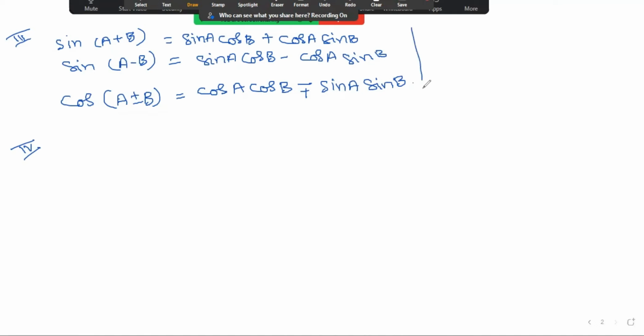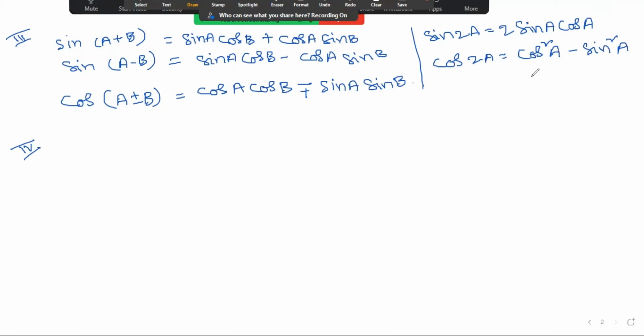In the same way, if we replace B with A, we will get sin 2A, that is 2 sin A cos A. Then for cos 2A, it is equal to cos square A minus sin square A. By using the identities, we can convert it completely into sin square theta or completely into cos square theta.